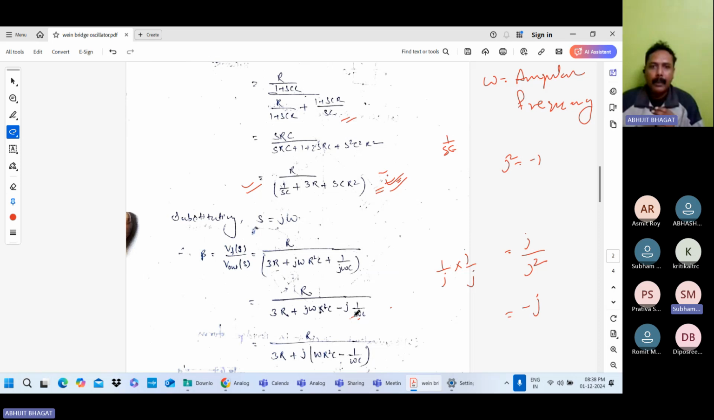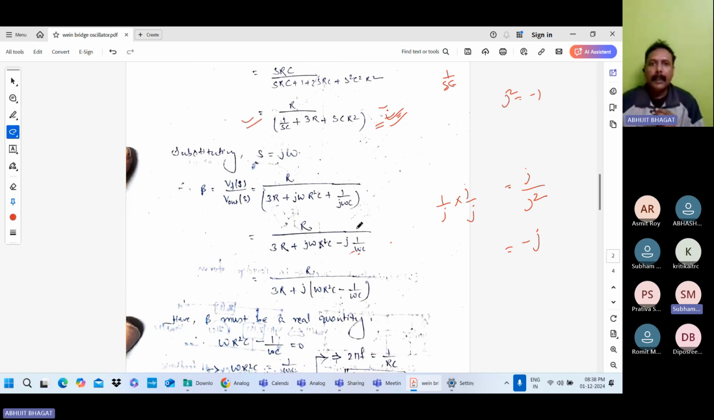Now next, when j came to the numerator, j will be common here. We took j common. So here it is R divided by 3R plus j common, you are getting omega R square C minus 1 by omega C. This portion you are getting. So beta you are getting R by 3R plus j times omega R square C minus 1 by omega C. So this you are getting.